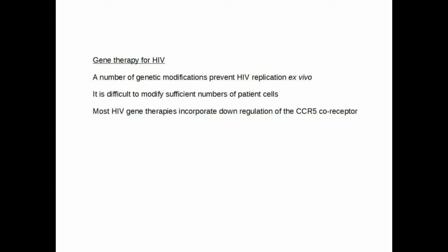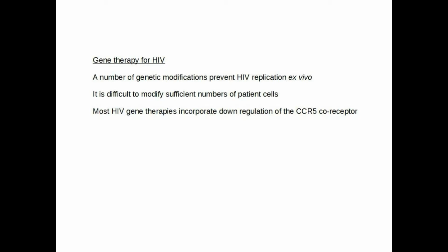I'm going to talk briefly about an alternative gene therapy for HIV. A number of technologies that prevent HIV replication in infected cells have been developed. These include RNA decoys, RNAi, transdominant gene products, and fusion proteins. The difficulty in translating these technologies into a clinical setting is modifying a sufficient number of patient cells. This is also true for gene therapy in general.